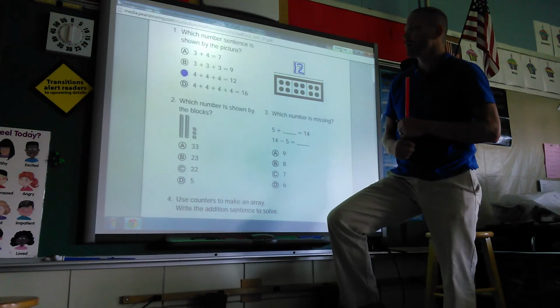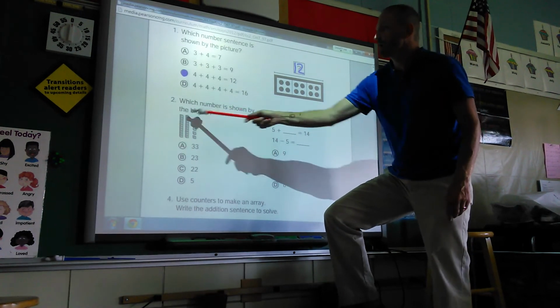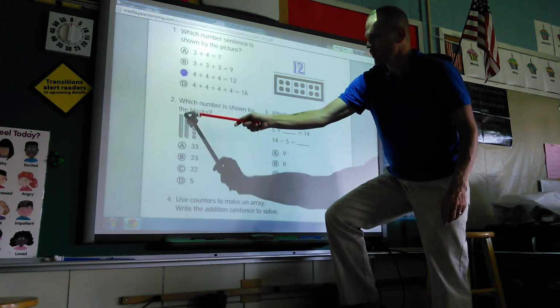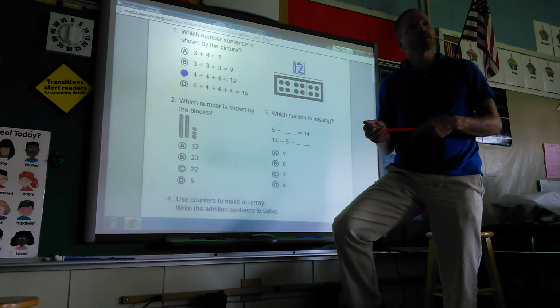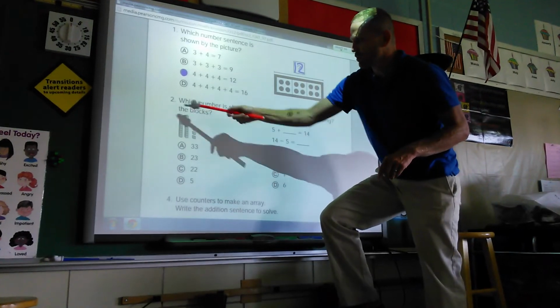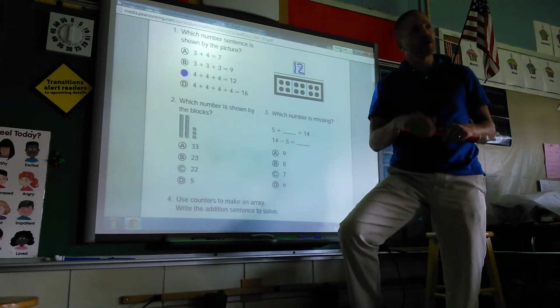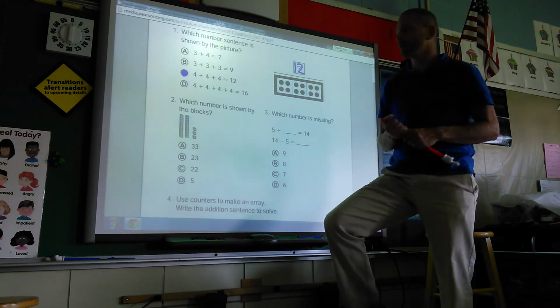Okay. Then we go on to number 2. It says, which number is shown by the blocks? They're going to look right here, and they're going to see this group right here and this group right here. And we've been working on this since last year in 1st grade and now in 2nd grade. So looking at this picture, which one of these numbers matches that picture? So go ahead and fill in your answer. And you would pause this right now.